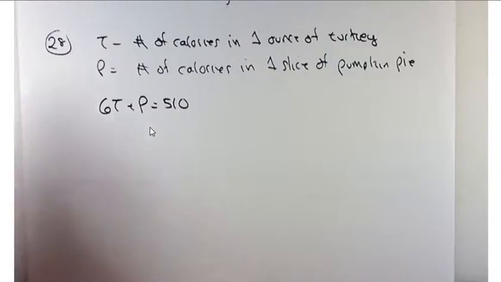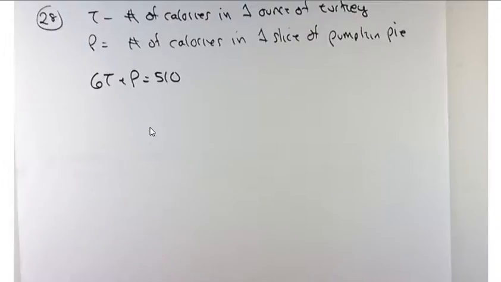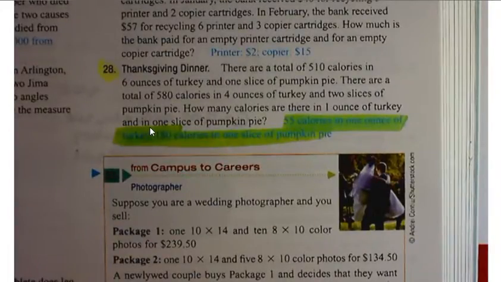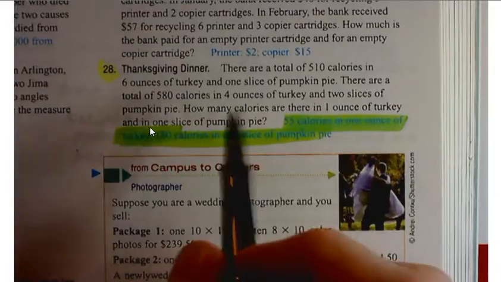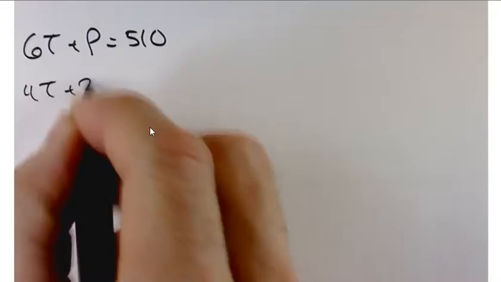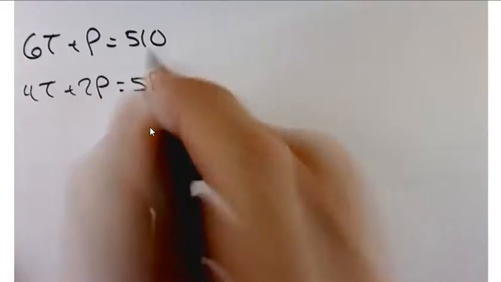All right, I need another one. Let's take a look back and see what we can get for the other one. Jimmy? 4T plus 2P equals 580. Good. 4 ounces of turkey, 2 slices of pie equals 580. Perfect. So, 2 unknowns, 2 equations.